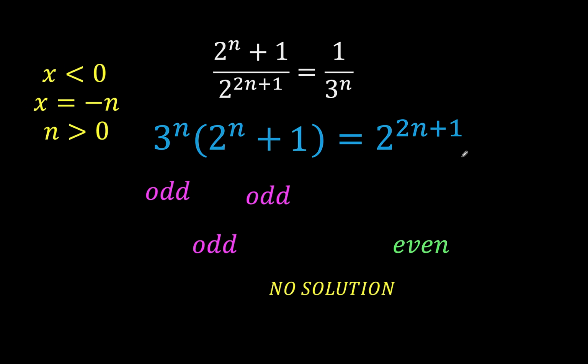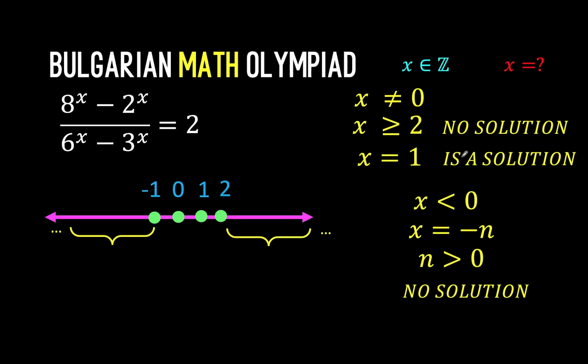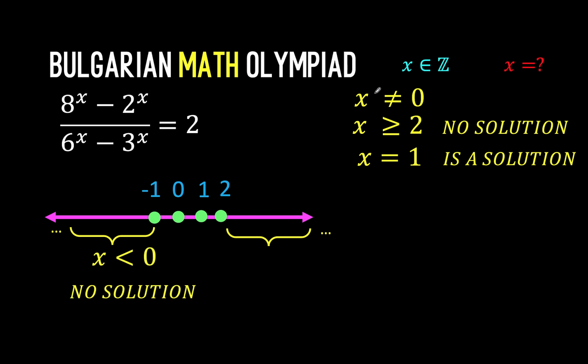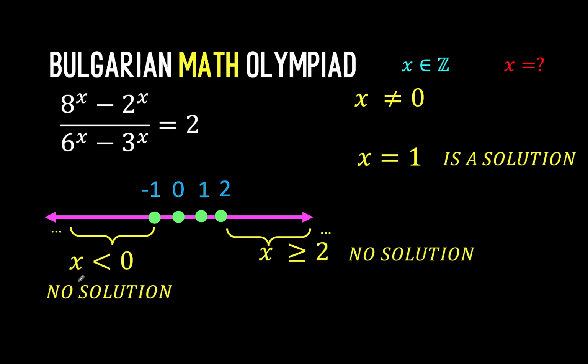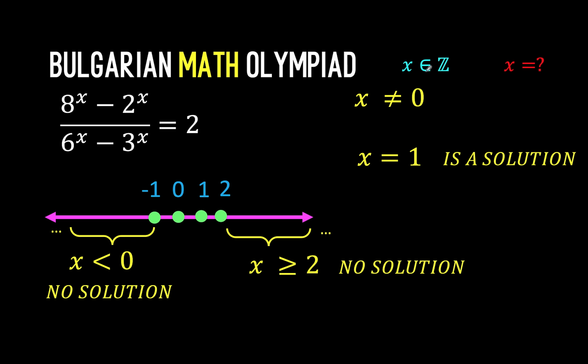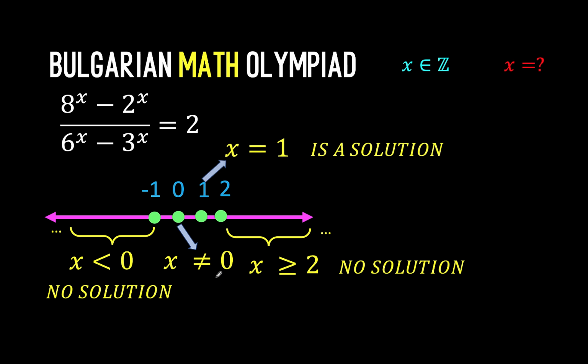So bringing back all these 4 different cases, here is now our result. We have here the number line for integers. The first result here is for x less than 0, x is an integer. There is no solution. The next case is for x greater than or equal to 2, x is also again an integer. There is no solution. Then for x equals 0, again, x cannot be equal to 0. And finally, here is for x equals 1, which is the only solution for this equation.